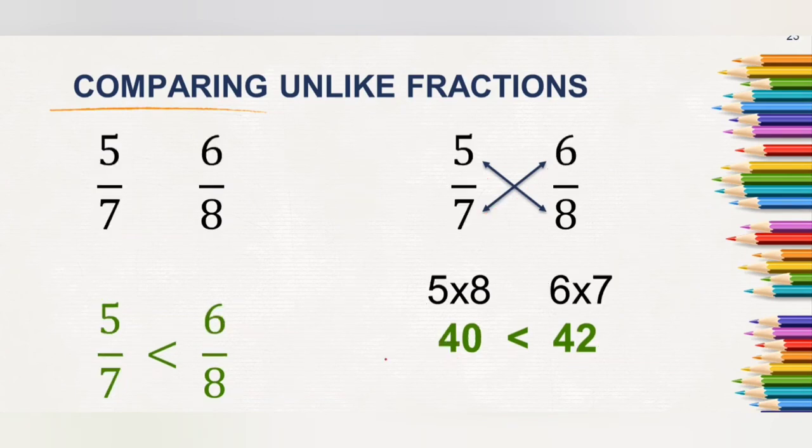Look at one more example here, 5 by 7 and 6 by 8. How do we compare this? Out of 8 pieces, one has got 6 pieces and out of 7 pieces, one has got 5 pieces. How can we say who has got more or less? Through the cross multiplication method. We will multiply 5 into 8 and 6 into 7. So 5 8s is 40 and 6 7s is 42. So we know 42 is greater than 40. So we can say 5 by 7 is lesser than 6 by 8. This is how we compare unlike fractions through the cross multiplication method.